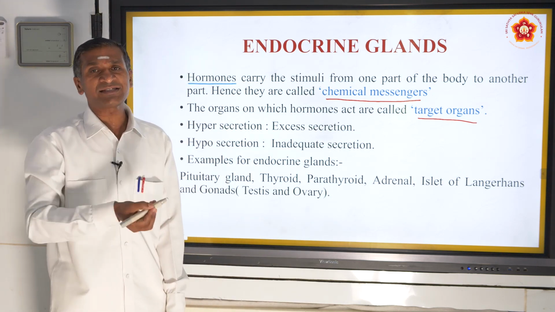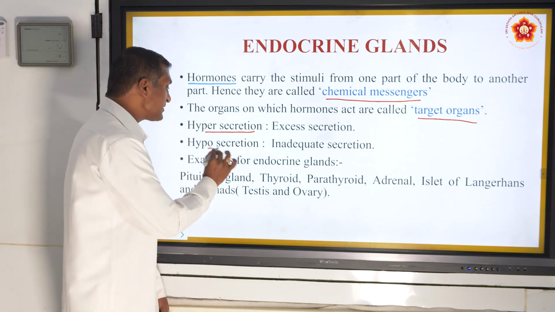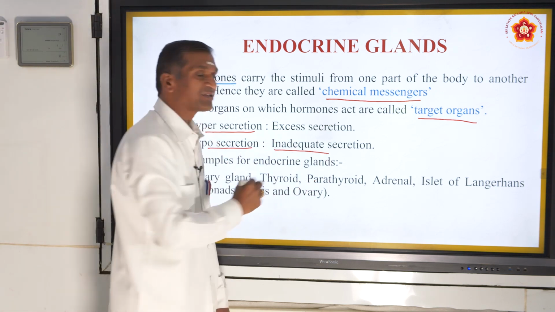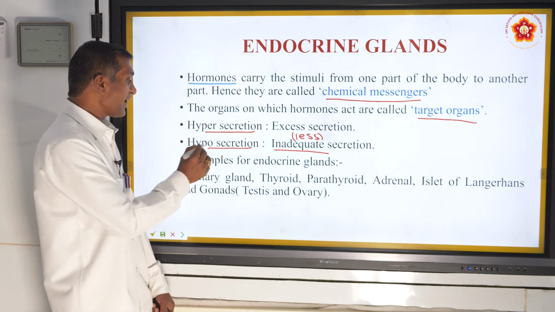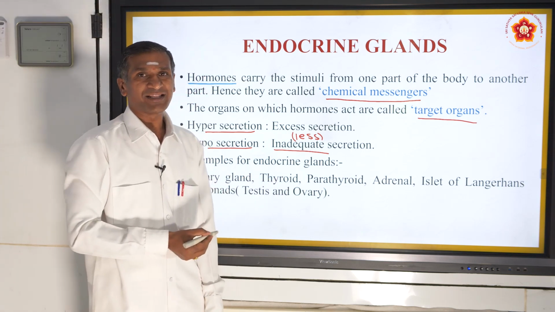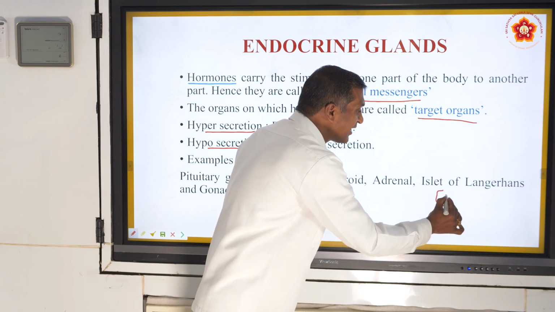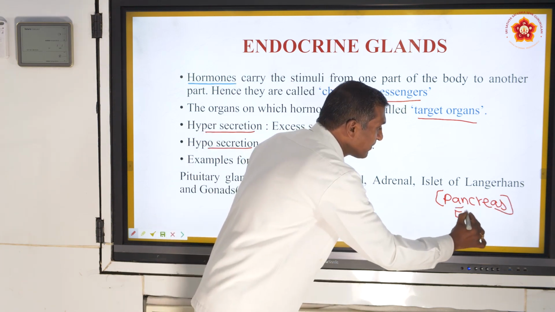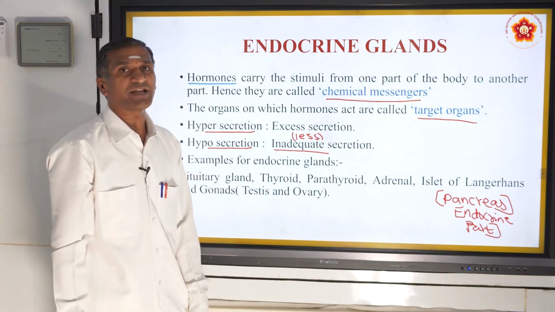If there is excess secretion of the hormone, we call that hypersecretion. If there is less secretion of the hormone, it is called hyposecretion. We call it inadequate or less secretion. Examples of endocrine glands: the pituitary gland, the thyroid gland, the parathyroid gland, the adrenal gland, the islets of Langerhans. This is the pancreas endocrine part.